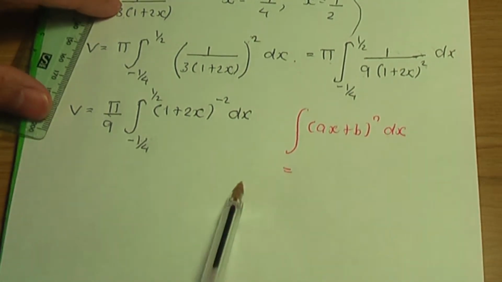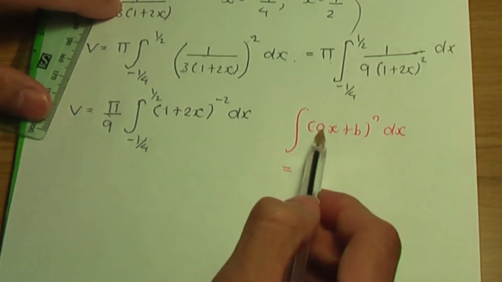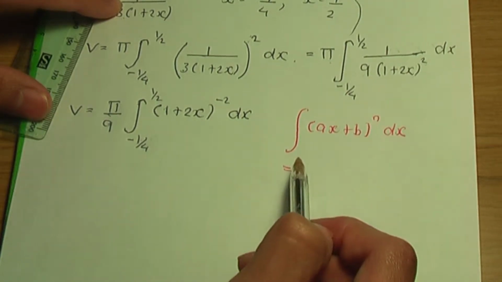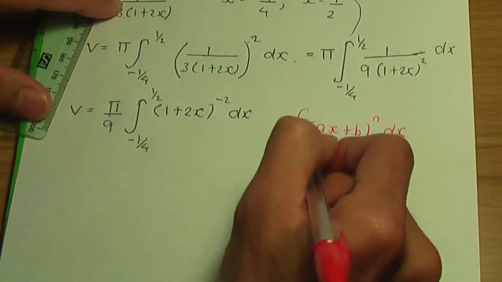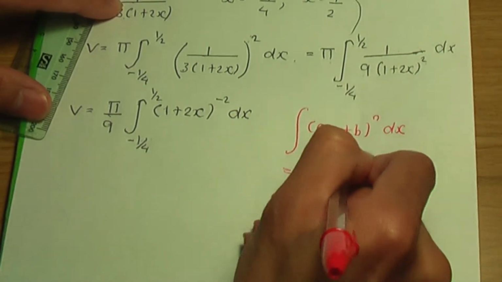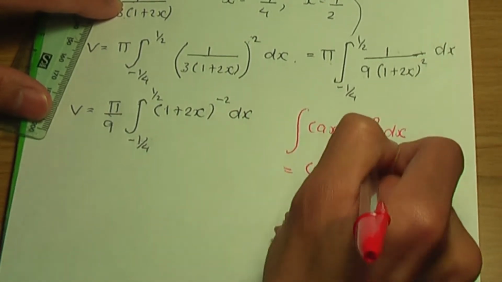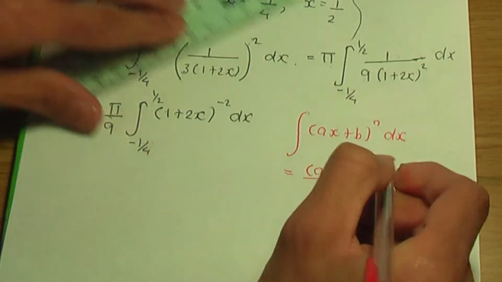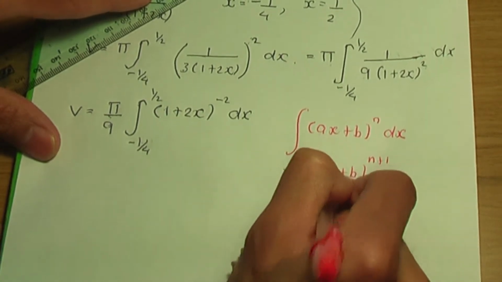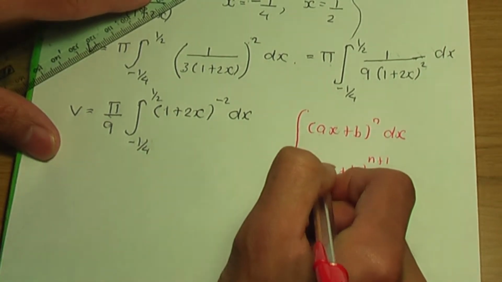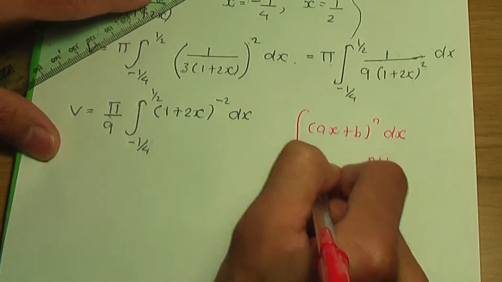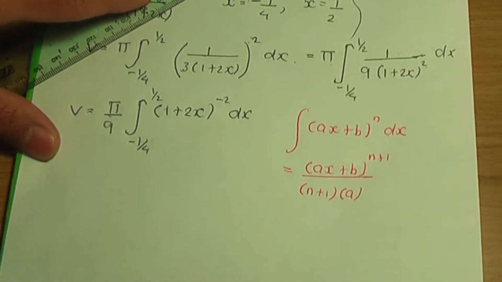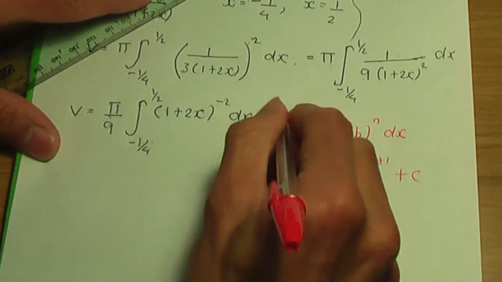But let me talk to you briefly about this result. So if you're integrating such a term of the form ax plus b to the power of n, the idea is we add 1 to the power to give us ax plus b to the power of n plus 1. So add 1 to the power, divide by the resulting power, which is n plus 1, but you also divide by the coefficient of x. So the coefficient of x is a, so divide by a, and let's just add c for completeness.